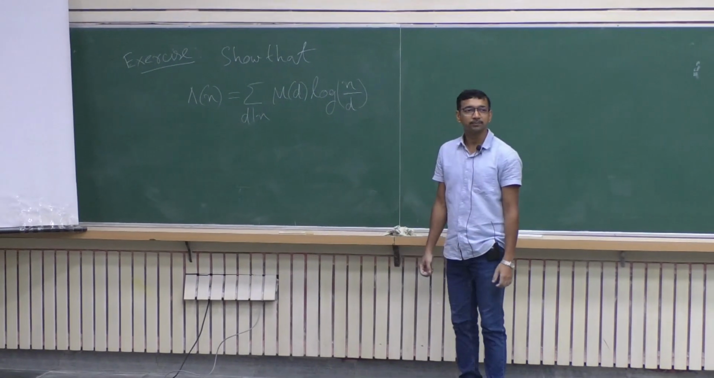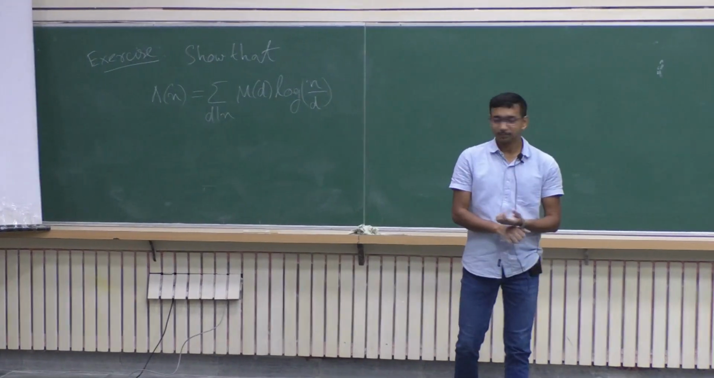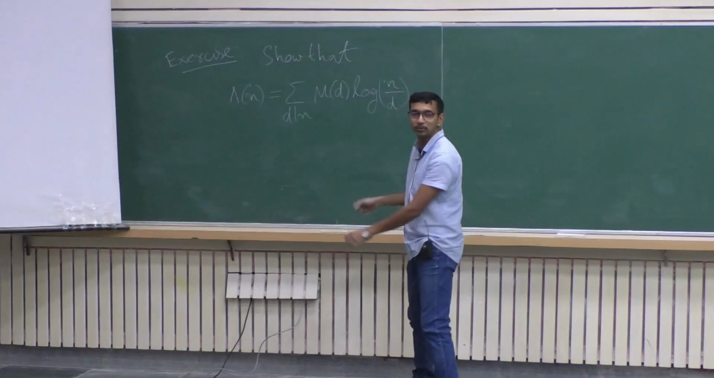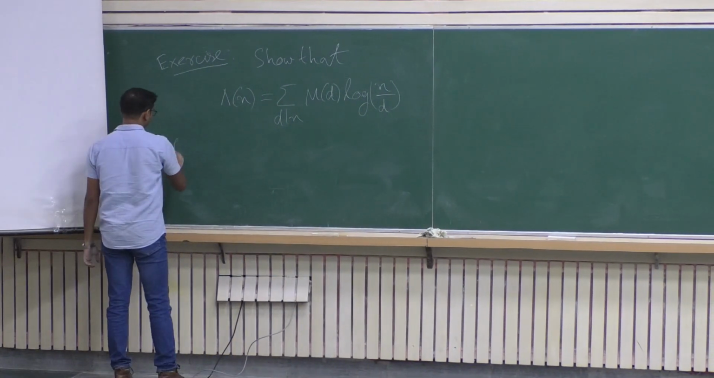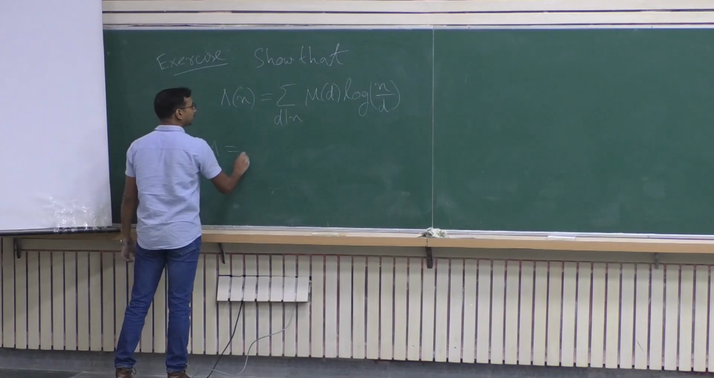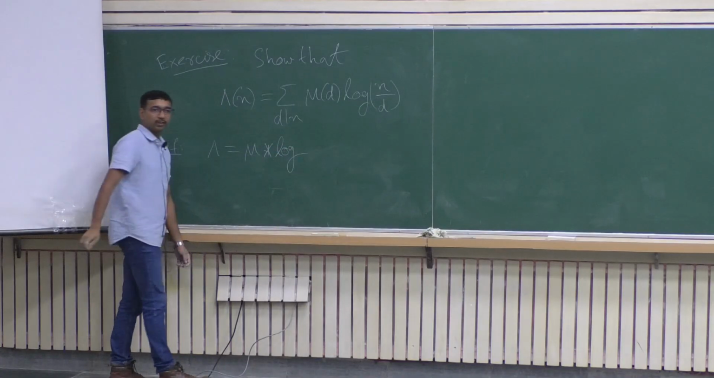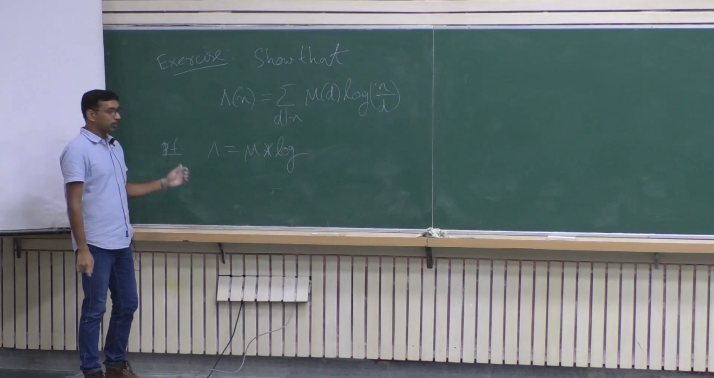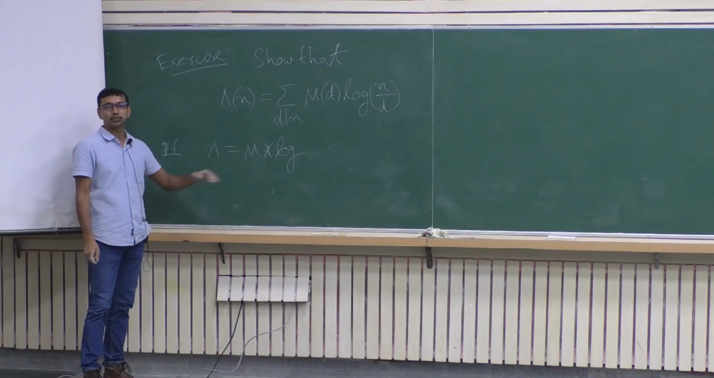You can do the same way, I think, by distinct factorization. Right. So we are trying to show that lambda is mu star log. So then what suffices to show?